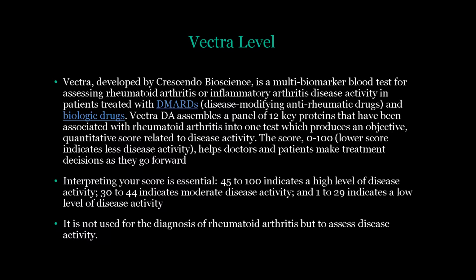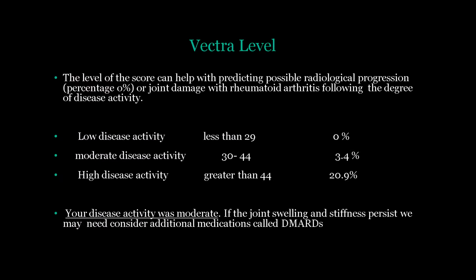It is not used for the diagnosis of rheumatoid arthritis, but to assess disease activity. The level of the score can help with predicting possible radiological progression, that is a percentage, or joint damage with rheumatoid arthritis following the degree of disease activity. Low disease activity, less than 29, it's 0. Moderate disease activity, 30 to 44, it's 3.4. High disease activity, it's greater than 44. We have a 20.9. Your disease activity was moderate.